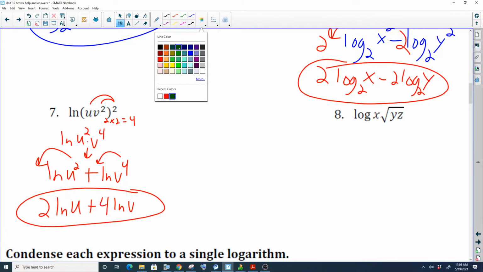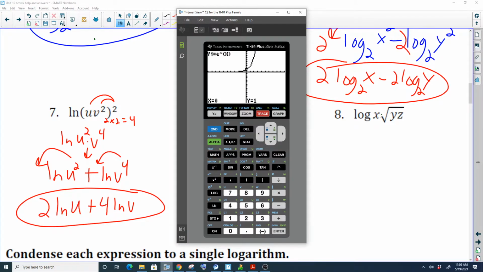Let's use a little bit of green. Okay, there we go. So number 8 is log of x times the square root of y to the z power. Do you remember what the square root is? So for example, the square root of 16, do you remember, is 4. But guess what? 16 to the 1/2 power is the same as the square root. So square root is the 1/2 power.